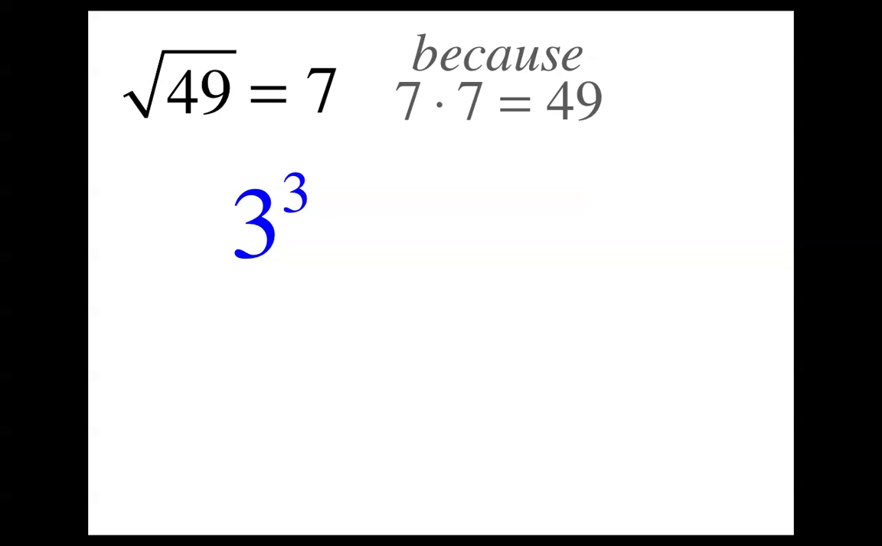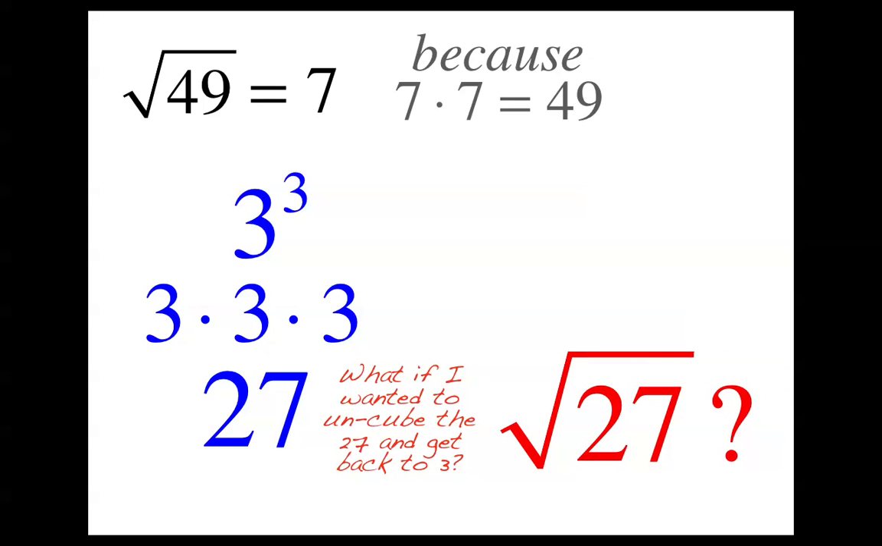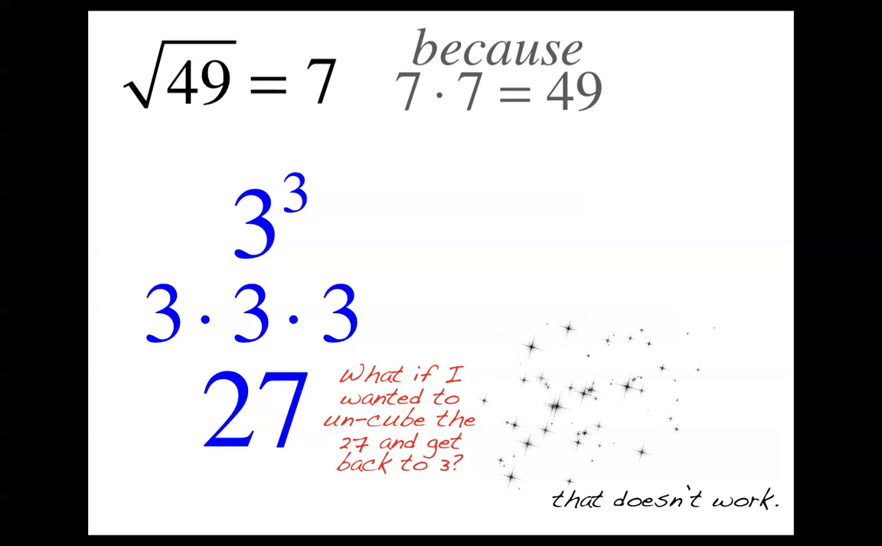But what if I had 3 cubed? Which is 3 times 3 times 3, which comes out to 27. And what if I wanted to uncube the 27 and get back to 3? Would I say radical 27? No, that's not going to work because that symbol means the square root of 27, but I'm not trying to unsquare the 27, I'm trying to uncube the 27. You see my problem here?